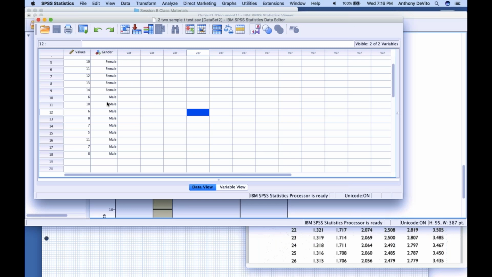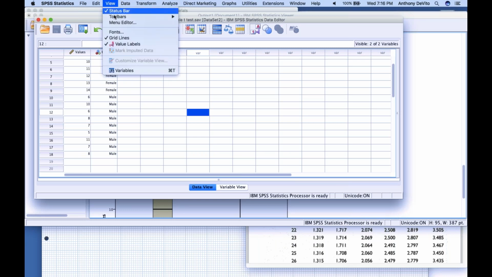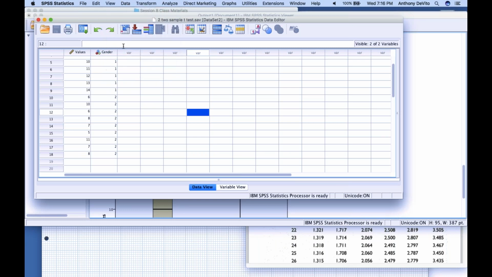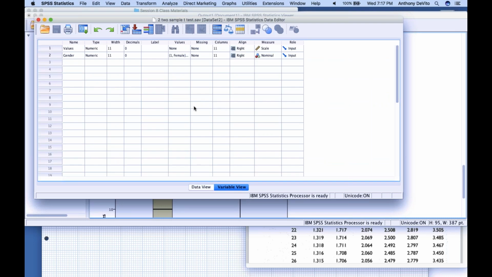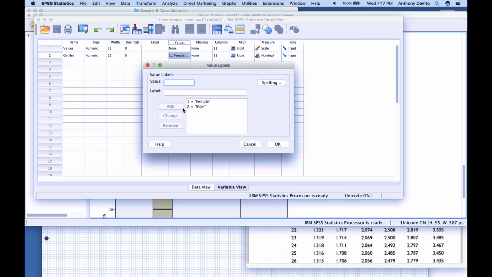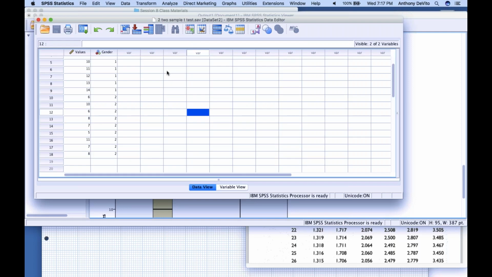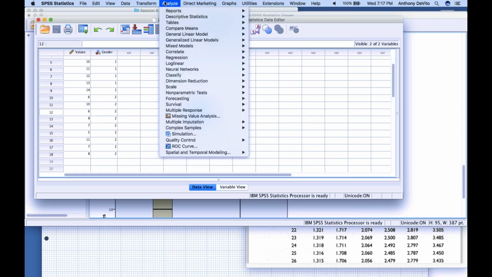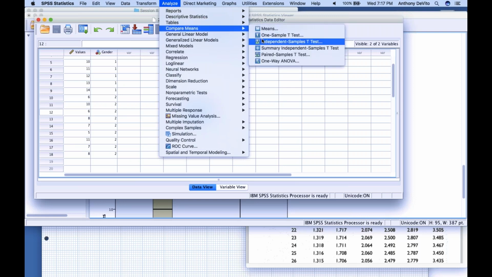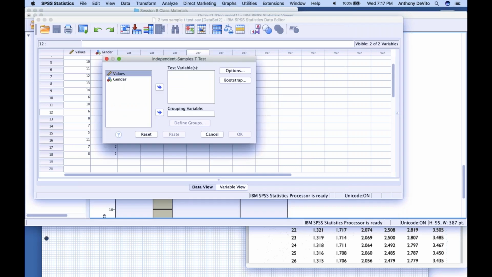Okay, just to show you, I'm going to go over here and I'm going to say View, and I'm going to turn off the value labels. And you can see that female is represented by the number 1 and male is represented by the number 2. Of course, we can go to the Variable View and you can see gender under Values. We've told SPSS 1 represents female, 2 represents male. Okay, so that's where that comes from. But I have to alert SPSS to this when I do the t-test. So I'm going to hit Analyze, Compare Means, Independent Samples t-test, 2 independent samples.